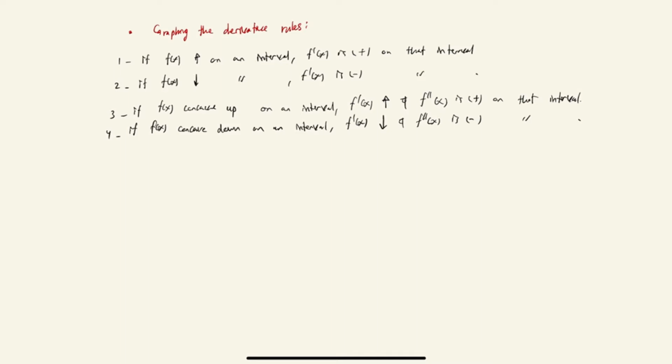And then part 3 and 4 are about the concavity of the function. If f of x is concave up on the interval, f prime of x is increasing, and then the second derivative is positive on that interval. Then for part 4, if f of x is concave down on the interval, f prime of x is decreasing, and the second derivative f double prime is negative on that interval.